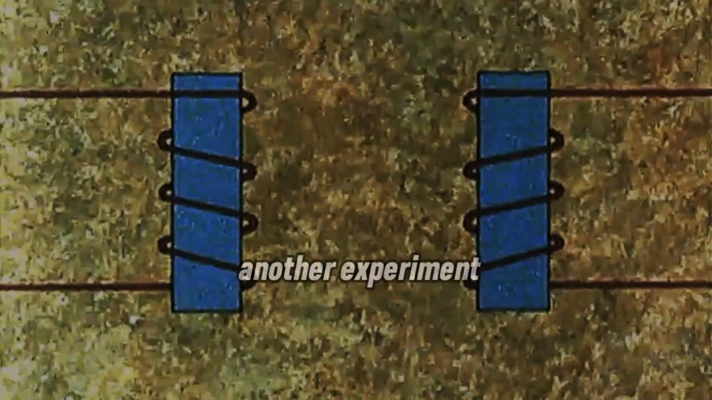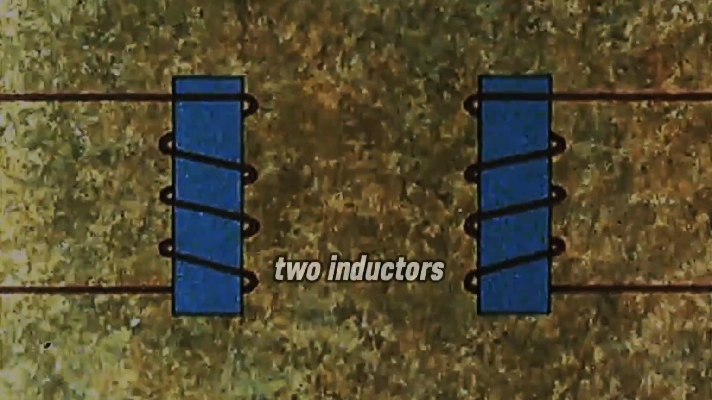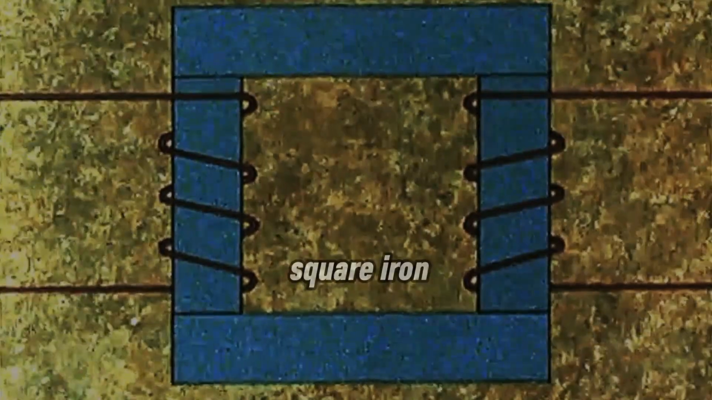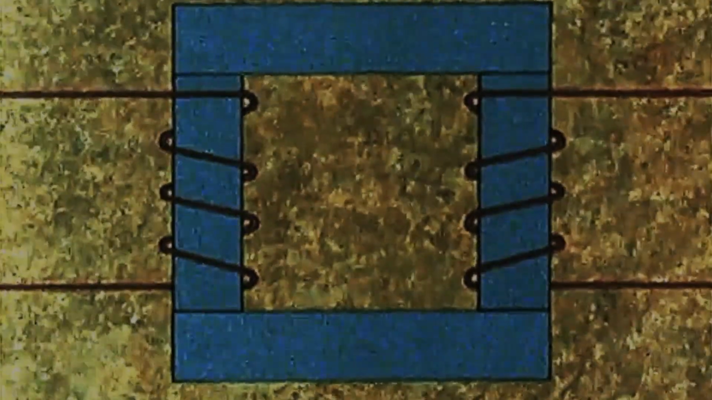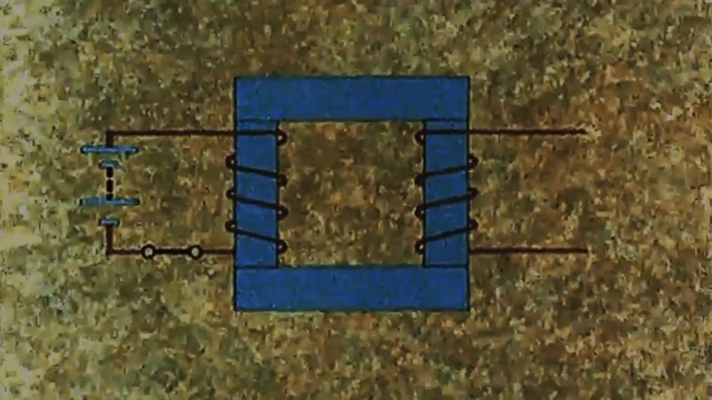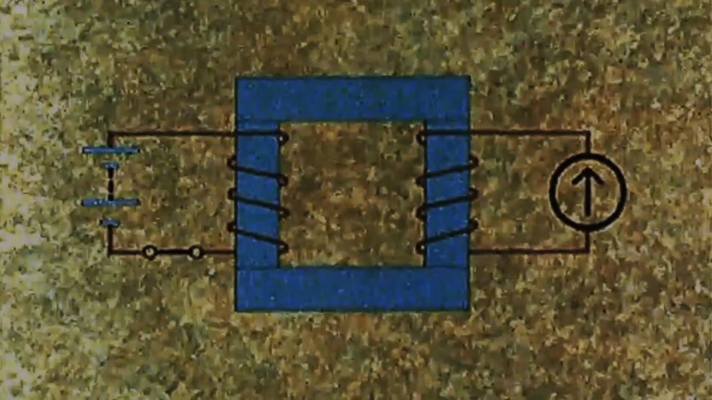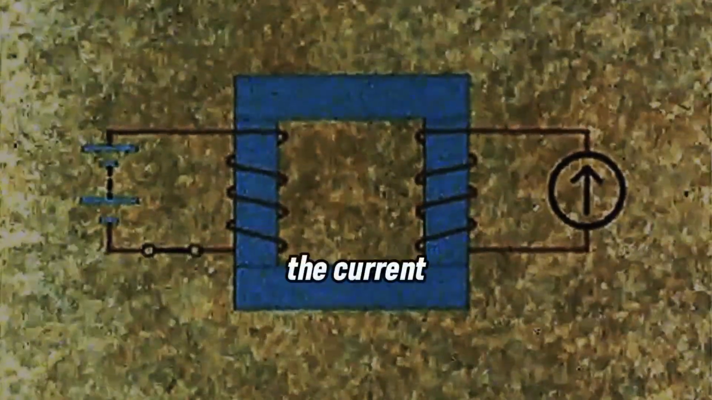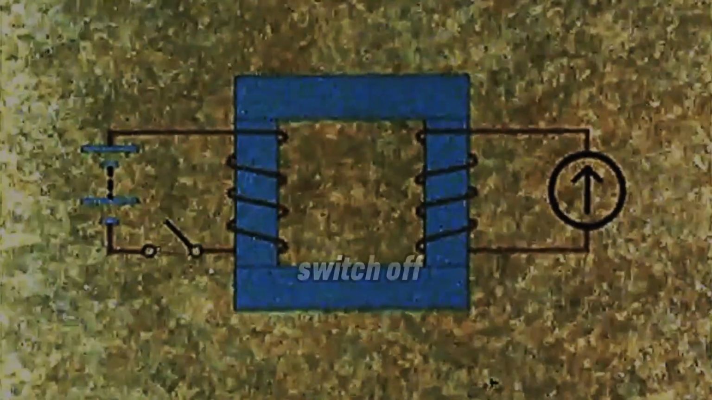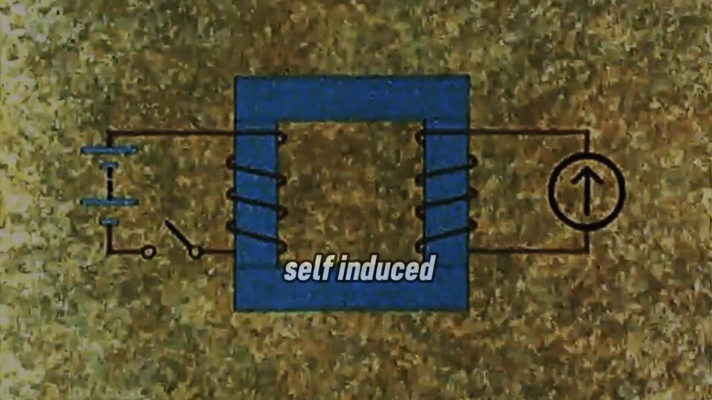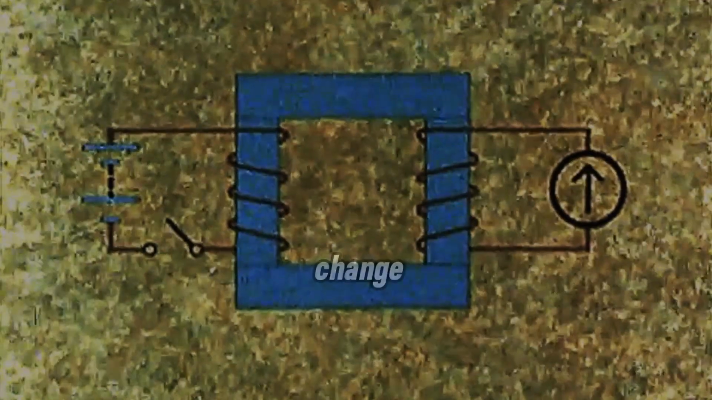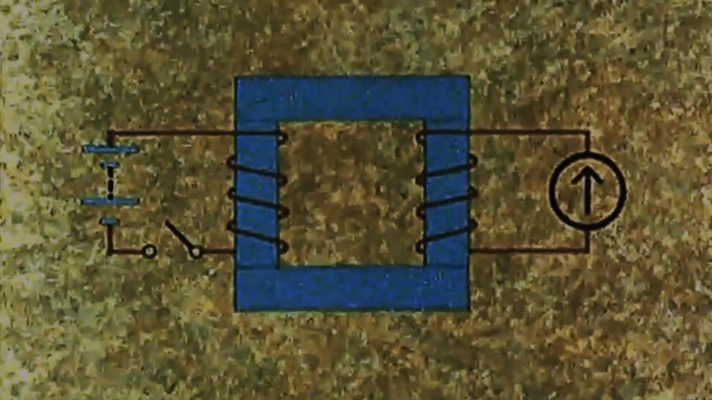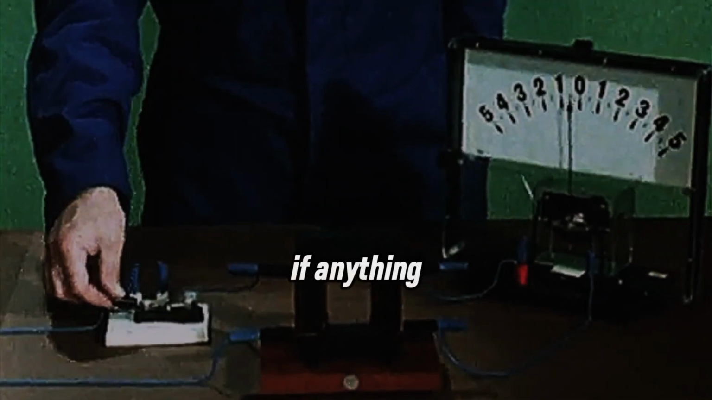And now we'll do another experiment. We'll take two inductors and space them apart in a square iron yoke like this. To the left-hand coil, we will connect a switch and battery, and to the other one, we'll connect a current measuring instrument. We now know that if the current changes in the first coil, as at switch-off, say, there would be a self-induced EMF in the coil opposing the change. But what do you think would happen in the other coil, if anything? Well, watch.